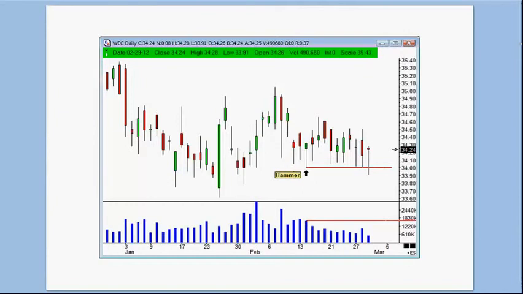Anybody have an idea why we might want to consider this one, with this hammer here that holds, and from a volume standpoint? Bullish engulfing. Absolutely, Neil. Look at this bullish engulfing here. We've got a bullish engulfing at the bottom. It engulfs 1, 2, 3, 4, 5, 6, 7, 8, 9 sessions, almost like the bearish engulfing.